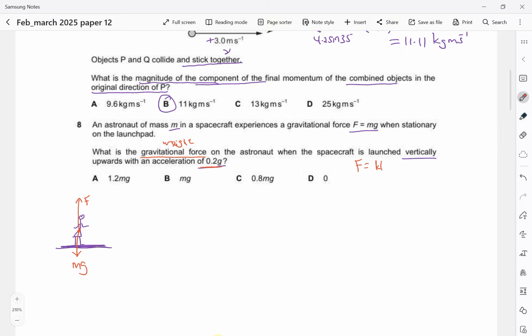Therefore, the gravitational force is still going to be the same as the weight, which is still just mg. Even if the spacecraft is launched with a vertical acceleration of 0.2 g, I mean 0.2 times acceleration due to gravity, this will not affect the weight of the astronaut, because the weight still depends on the mass of the astronaut and the acceleration due to gravity caused by the Earth. So this is still B.